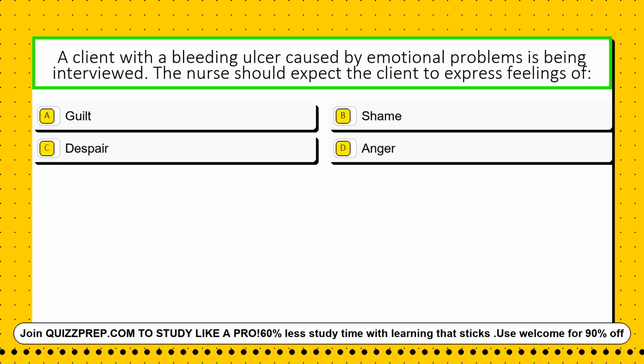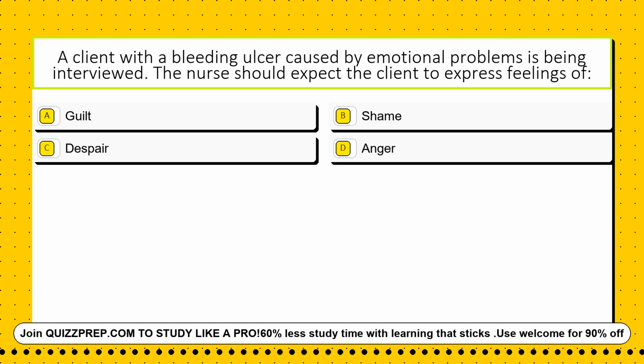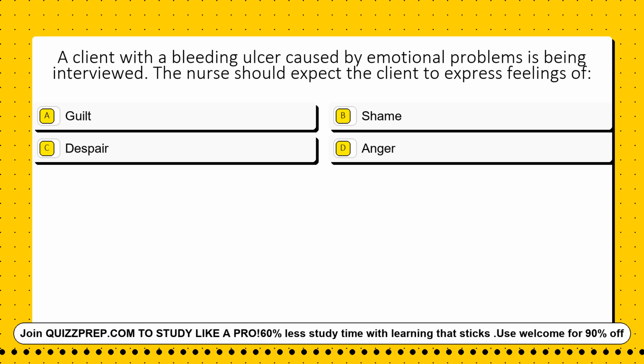Question 63. A client with a bleeding ulcer caused by emotional problems is being interviewed. The nurse should expect the client to express feelings of option A, guilt, option B, shame, option C, despair, option D, anger.